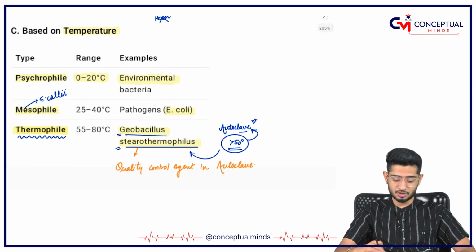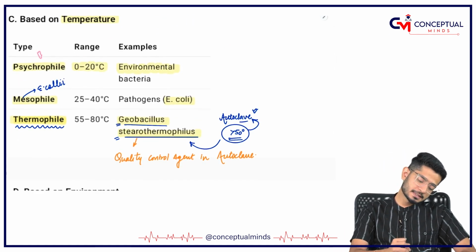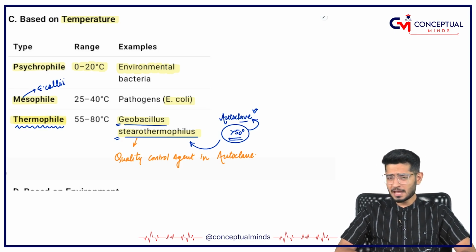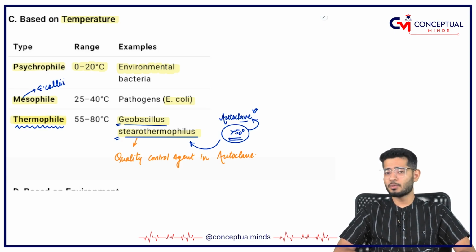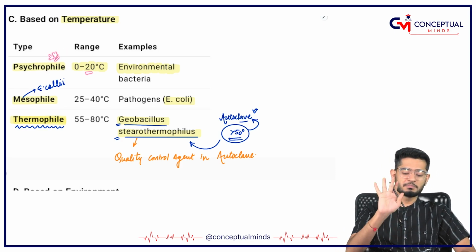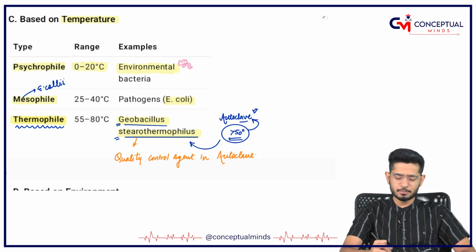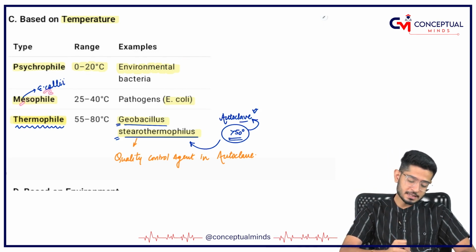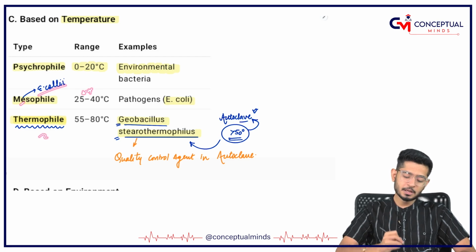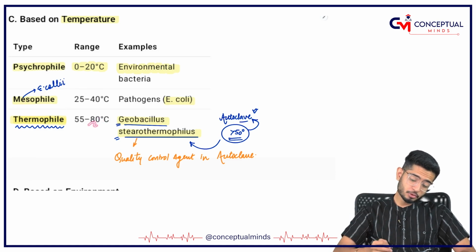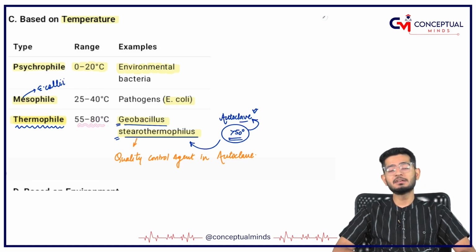Coming on to the temperature. Remember, you have got three things: psychrophile, mesophile, thermophile. I am discussing the growth requirements, and in the growth requirements, temperature is also a requirement for the bacteria. Psychrophile means they just need temperature till 20. So all the environmental bacteria are going to grow in this temperature only. Then comes meso, again E. coli, 25 to 40. Thermophile, oh God, thermophile. They are habitual of growing in 55 to 80 degrees Celsius.